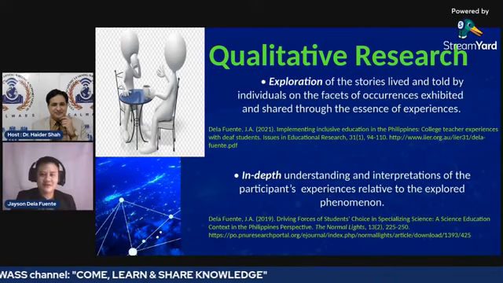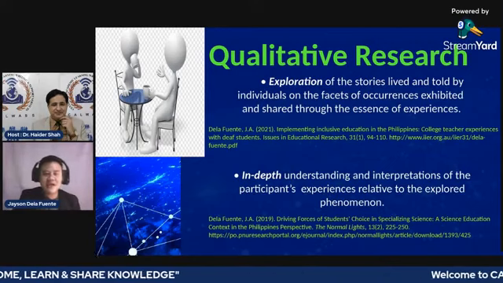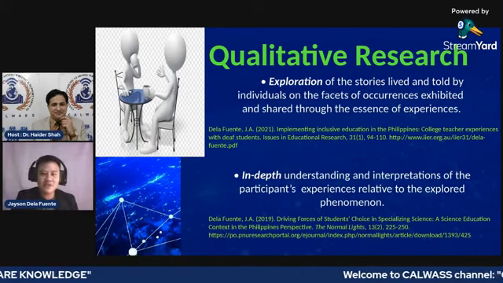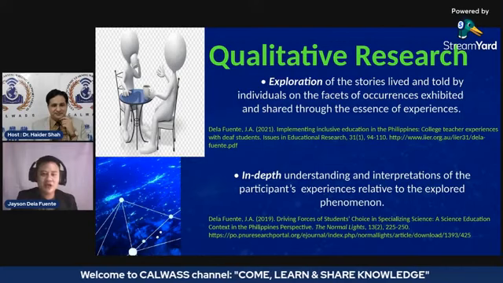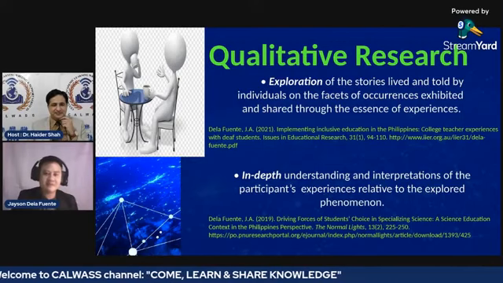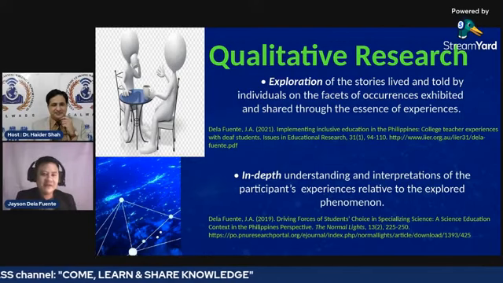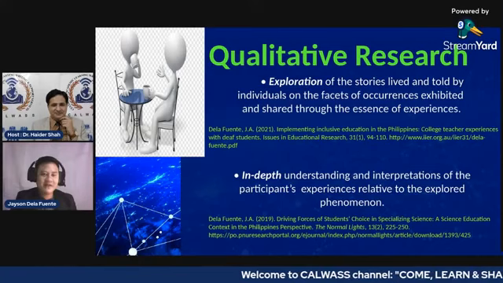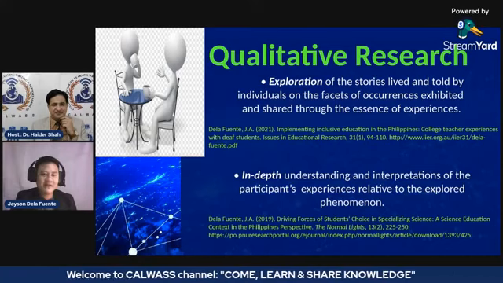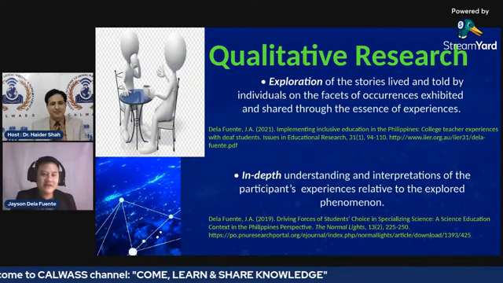Qualitative research is actually an exploration of stories lived and told by individuals on the facets of occurrences exhibited and shared through the essence of experiences. This definition was taken from my published qualitative research article in 2021 entitled Implementing Inclusive Education in the Philippines: College Teacher Experiences with Deaf Students and Issues in Educational Research.